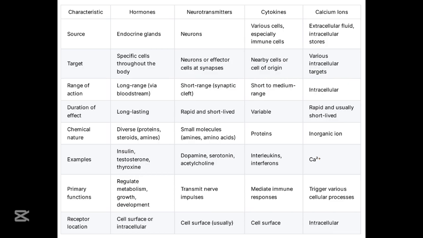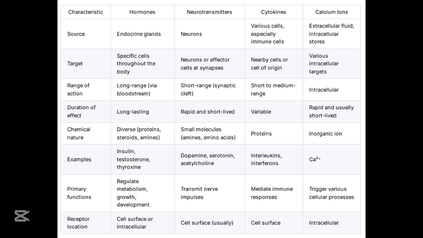What about those rapid-fire signals? Yeah, those are important. Those are neurotransmitters. They're like the instant messages zipping across synapses between nerve cells. So they're super fast, short range, perfect for things like triggering muscle contractions or transmitting sensory information. Got it. So hormones are slow and steady. Neurotransmitters are quick and to the point. Exactly. What about the other 2 players, cytokines and calcium ions? Yeah, what about those guys?